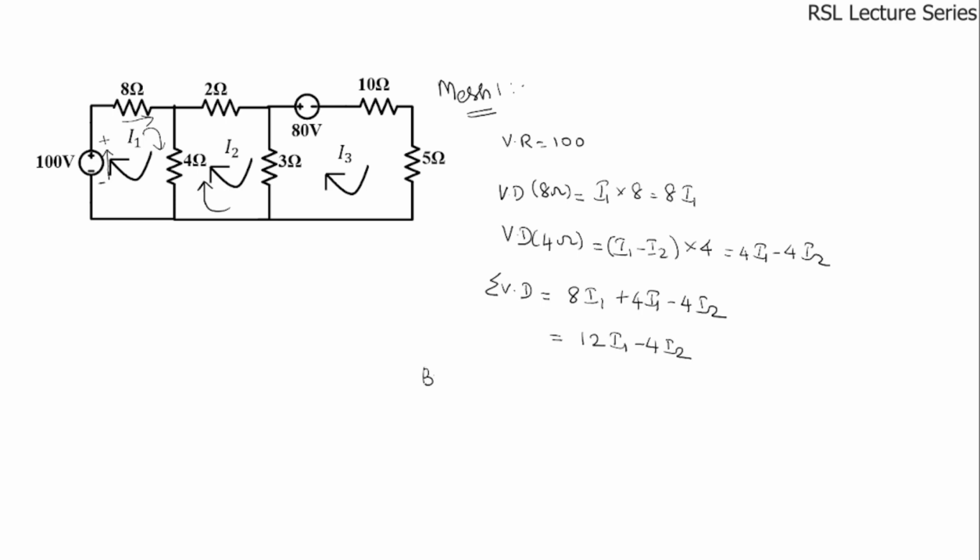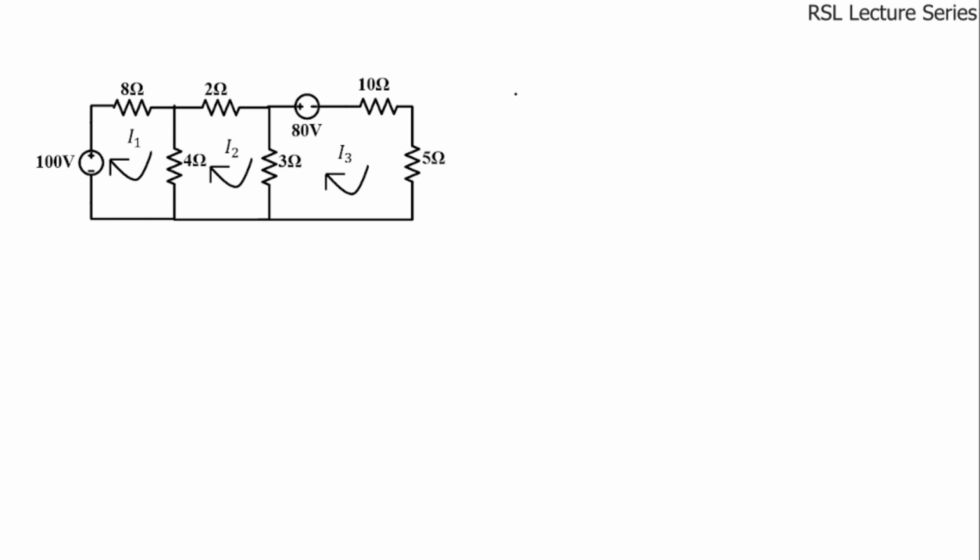So now by Kirchhoff's voltage law we can write sum of the voltage drop is equal to sum of the voltage rise. So here voltage drop is 12I1 minus 4I2 and the voltage rise is 100. So this is equation number 1. So next we'll write for mesh 2. So here in mesh 2 we don't have any voltage source. Okay, we have only resistors. So we can write voltage rise is equal to 0 directly.